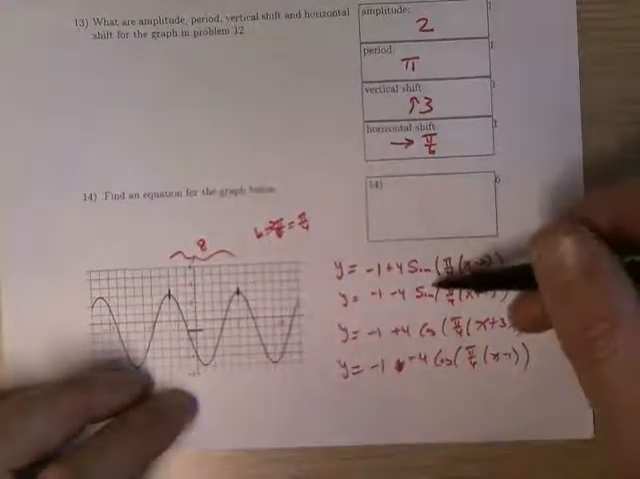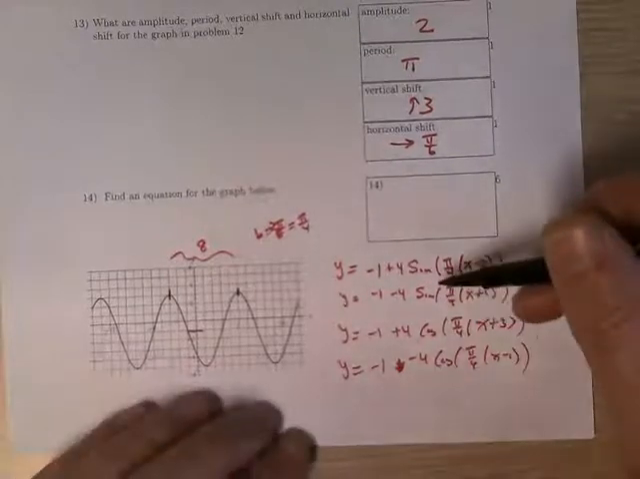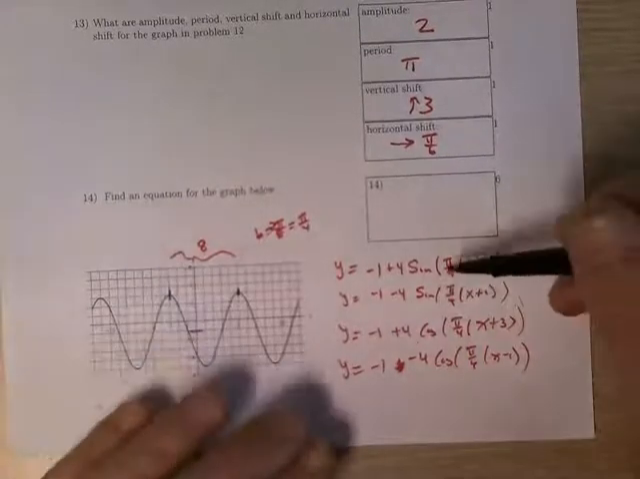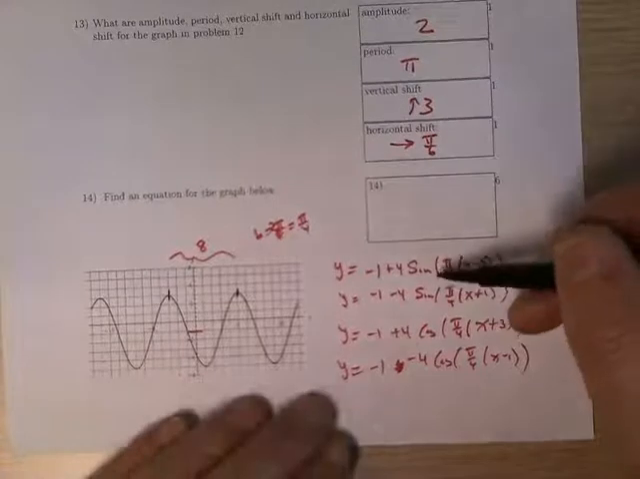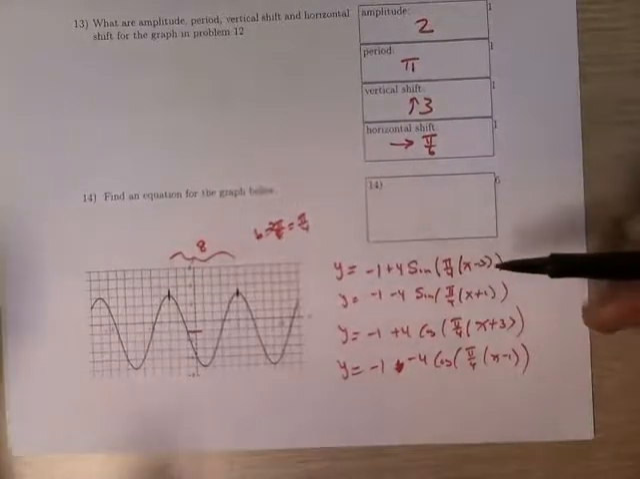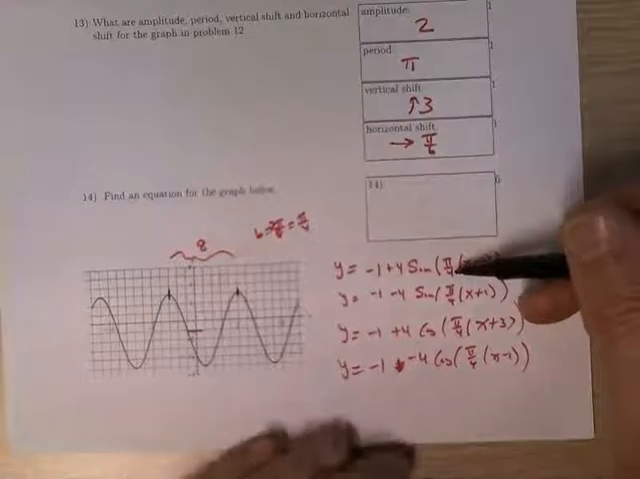So I'm going to give 4 different answers here. Some people use sine, some people use cosine. I looked at all of them here. Whether it's a sine or cosine, the period is 8, so the b has to be pi over 4.